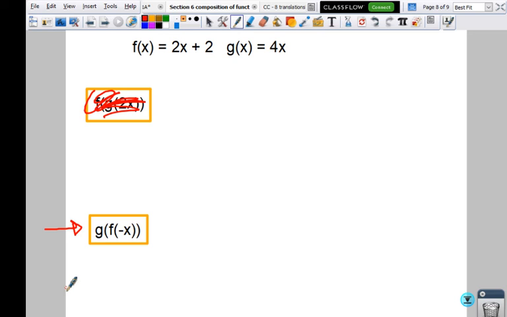So, on your own, I want you to do g of f of negative x. Then check with your partner. If you get the same answer, go first.